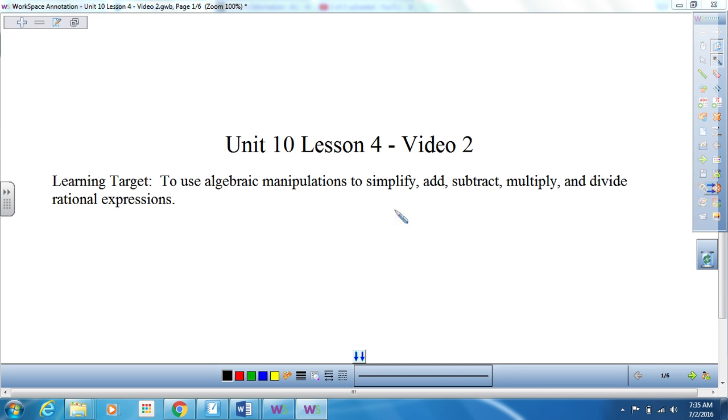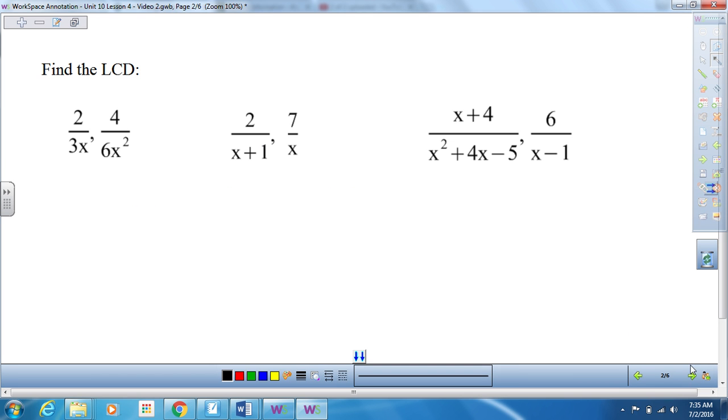This is video 2 from Unit 10, Lesson 4. We're going to still be adding and subtracting rationals, this time when they do not have a common denominator. Okay, so we need to find the least common denominator. That's what LCD stands for. So that's just what we're going to practice here.